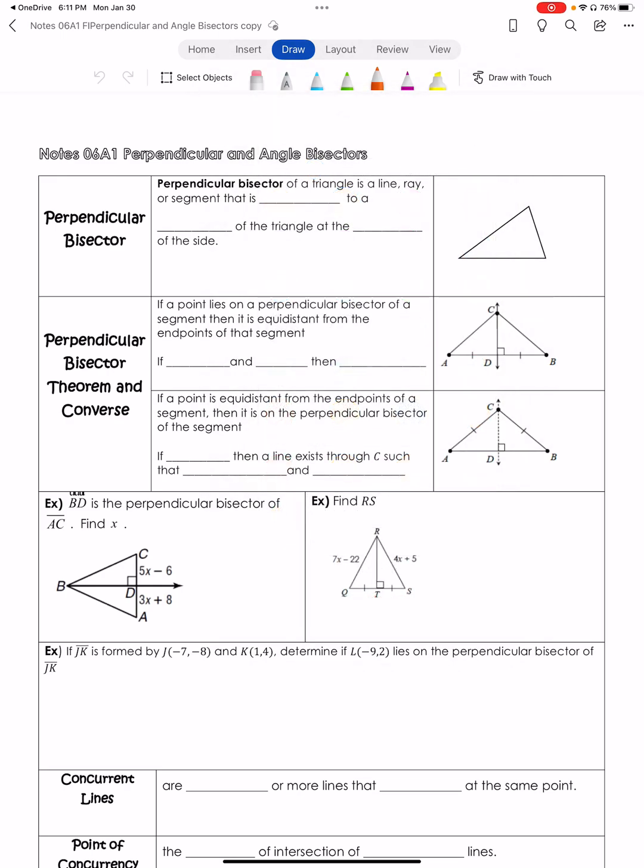Okay, perpendicular bisectors and angle bisectors. I left a little bit of space so you guys can color these letters in if you want. A perpendicular bisector of a triangle is a line, ray, or segment that is perpendicular (remember that is the perpendicular symbol) to a side of a triangle at the midpoint of the side. So here's your midpoint.